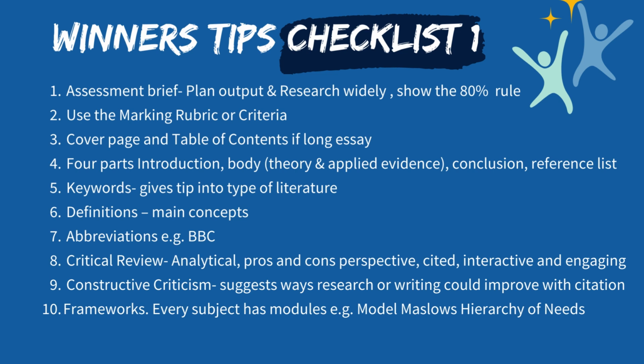Number eight, critically review. Be analytical. Have your pros and cons perspectives. Cite. Be interactive. Be engaging. You will not read a work that's not engaging. Why do you expect your lecturer to read boring work? Number nine, be constructive. Suggest ways in which your research or writing could improve, proven with citation. It means that anything you're talking about, cite it. And then number 10, if your essay does not have a framework, at least one, then it's missing something. Its subject has modules. What you were taught in school has a framework, use one. So, for instance, Maslow's hierarchy of needs.